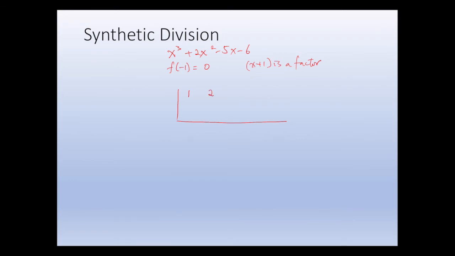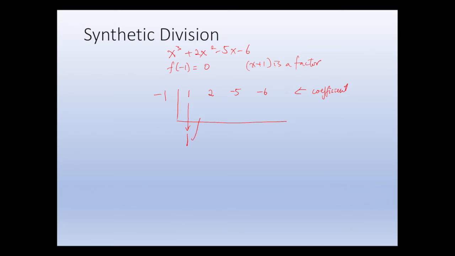First, we have a look at the coefficients of x cubed, x squared, and x. So if you write it down, the coefficient of x cubed is 1, x squared is 2, x is minus 5, and the constant is minus 6. So you write down the coefficients of x cubed, x squared, x, and the constant. And then on this side, I will write down minus 1, which comes from the factor. We know that x plus 1 is the factor.